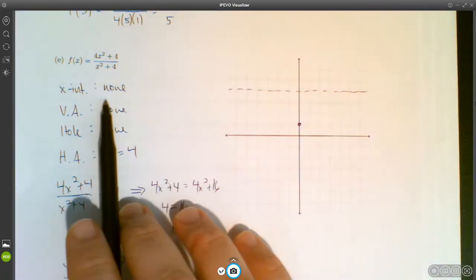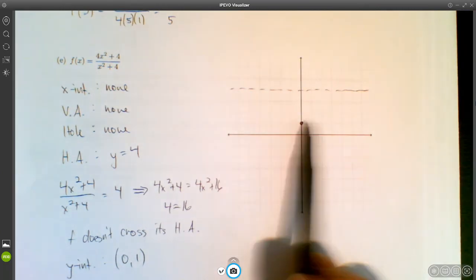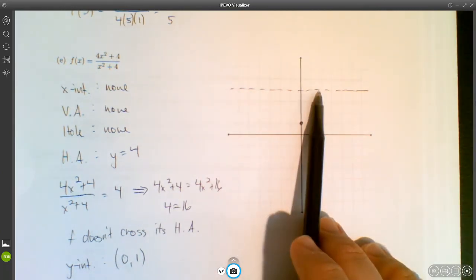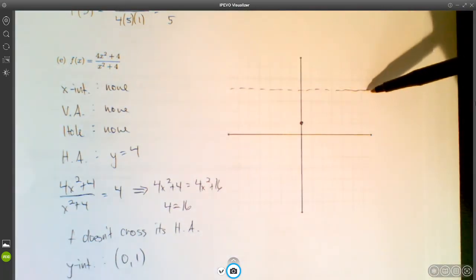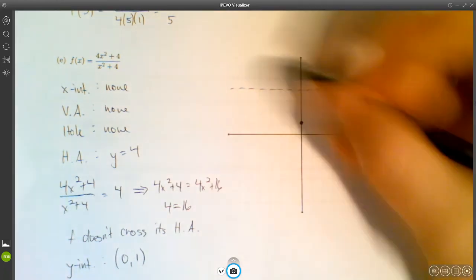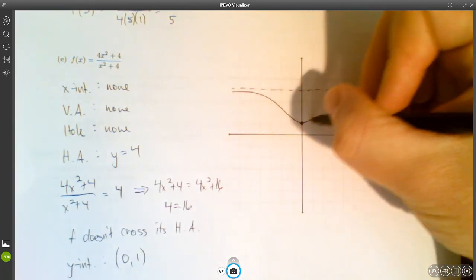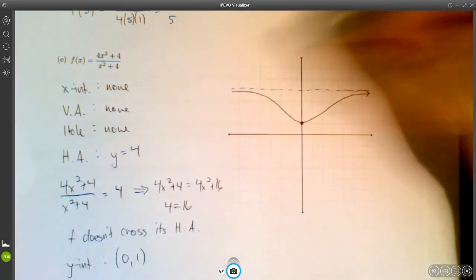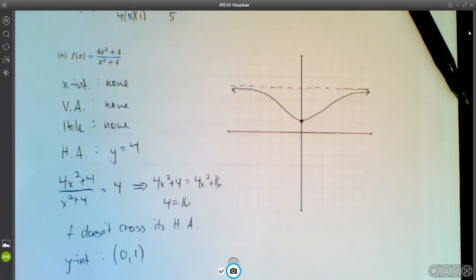It doesn't cross the x-axis, which means it can't dip down below the x-axis. So what's going on? Remember, the horizontal asymptote is the end behavior of this graph. I'm thinking that the function must look something like that. That's the only thing that makes sense. You could plug in a couple test points to verify that this is the way it looks, but that's got to be how it looks.